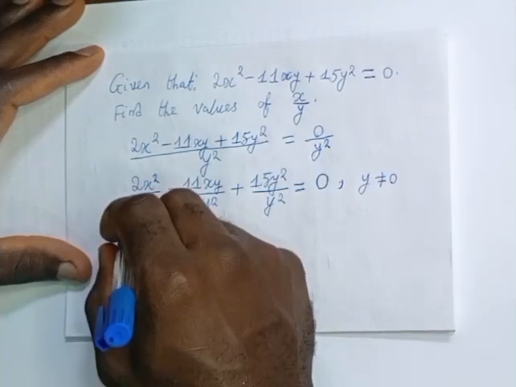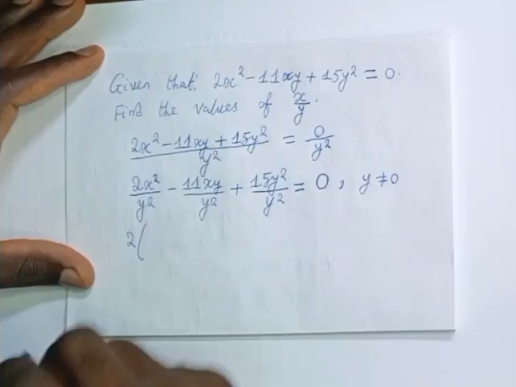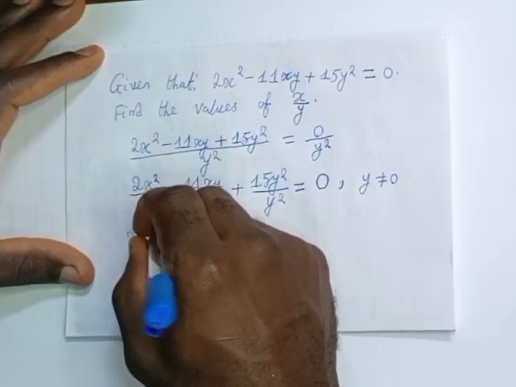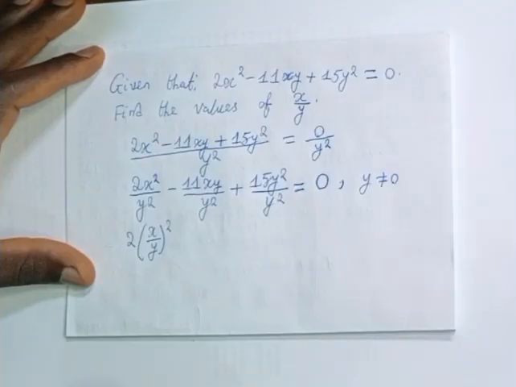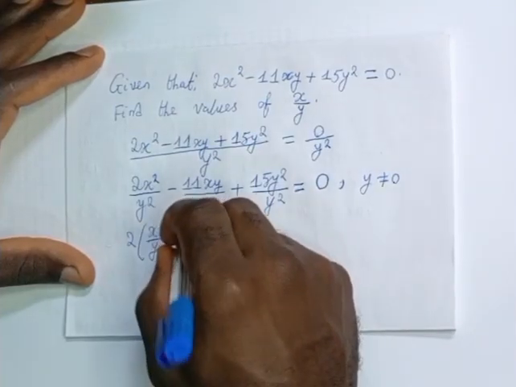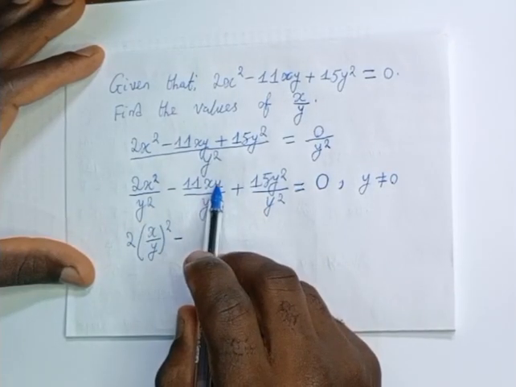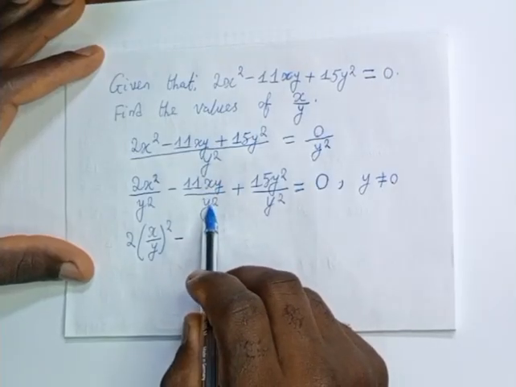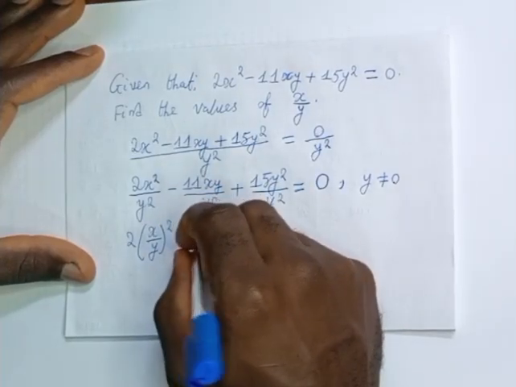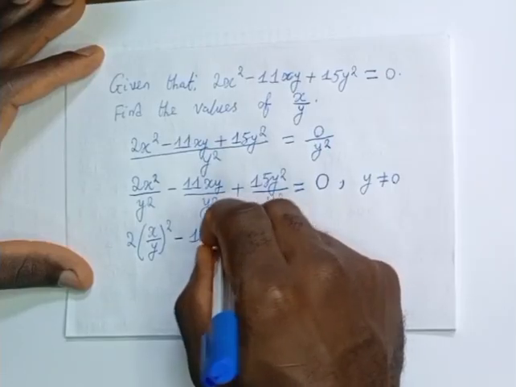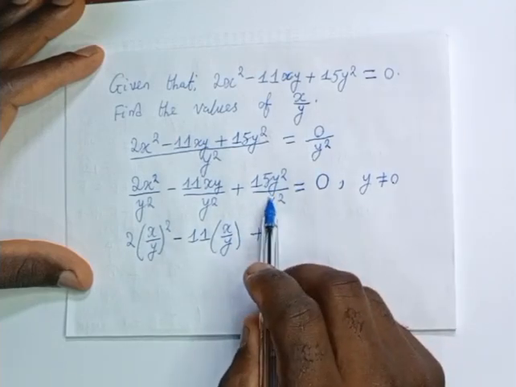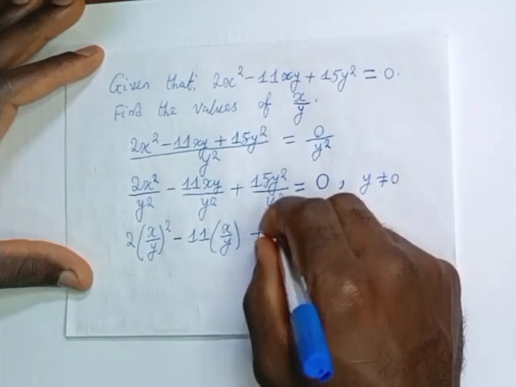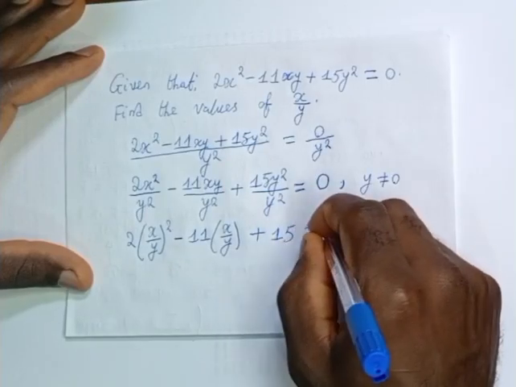We can express this as 2 times x all over y, all this squared, minus, here we will strike off one of the y's at the denominator. We'll be left with 11 times x over y plus 15y² divided by y². The y² will strike off. We'll be left with 15 is equal to 0.